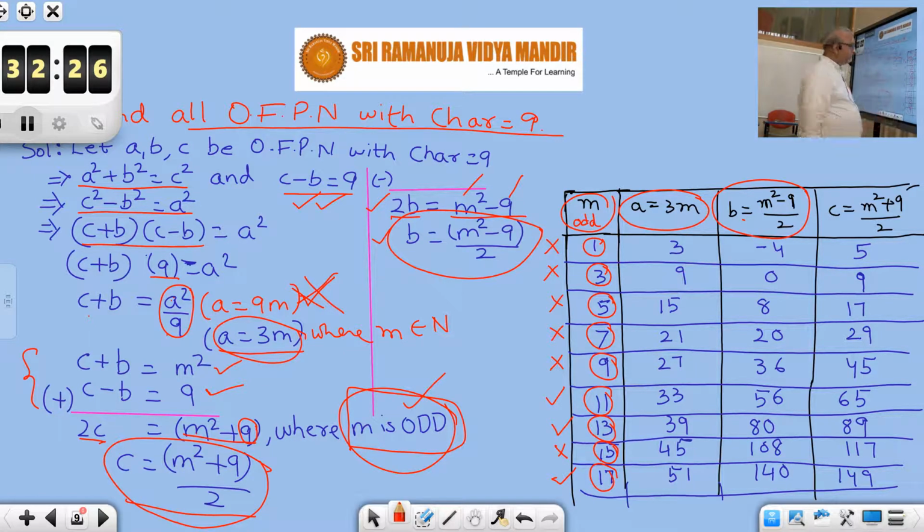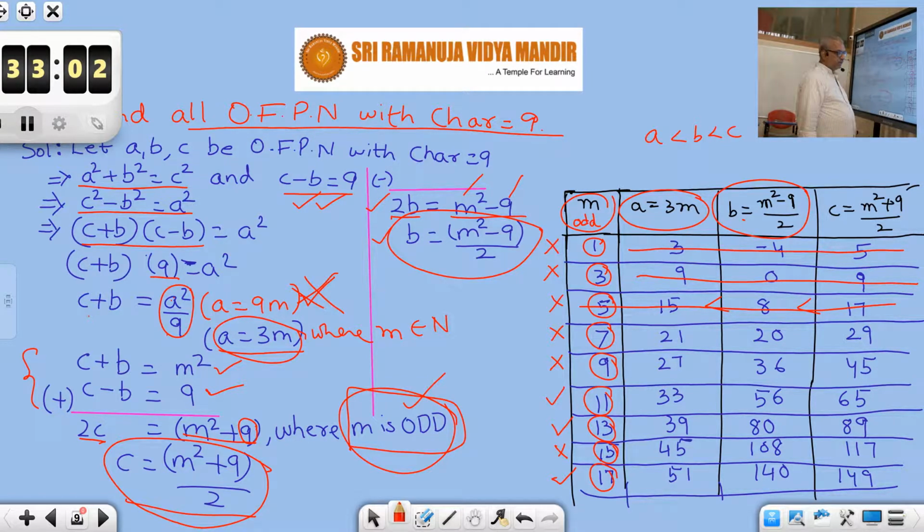So, if I give values, the first one we cannot accept because negative number minus 4 is there. So, they are not OFPN. Second one also not acceptable because 0 is not allowed. 0 is not a natural number. So, here third one, why we are not accepting? A less than B less than C, that is ordered Pythagorean, that condition is violated. 15 less than 8 less than 17. 15 less than 8 is not correct. So, that is why these are not allowed.